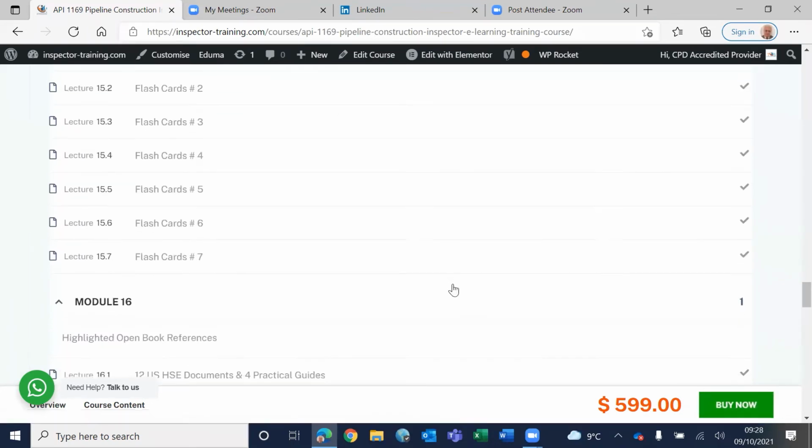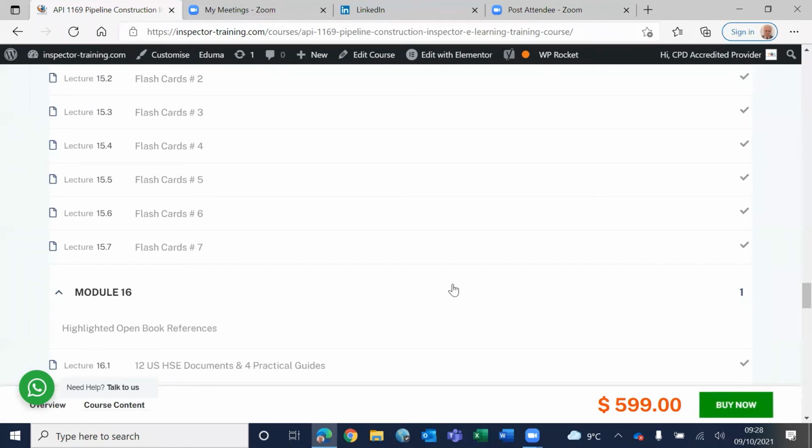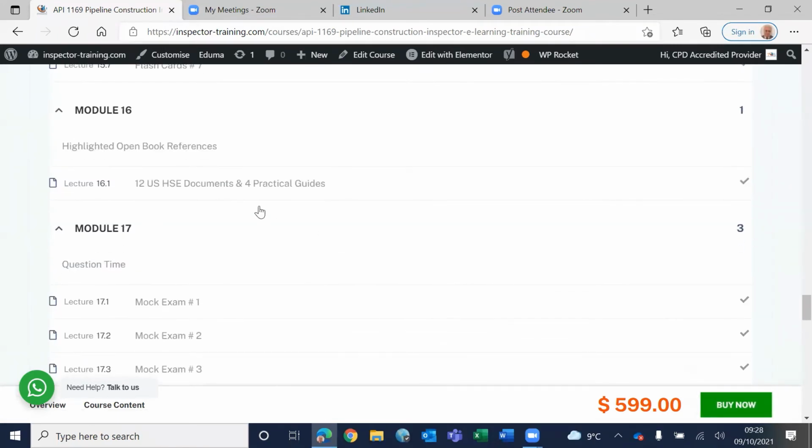And then we have brought 7 sets of flashcards, and we have also highlighted the 12 US HSE documents and 4 practical guides. So there are 16 documents. Don't be scared of the number of documents you get in the open book exam. There are only 10, 15 questions. All you need to know is what each one is about. Then at the exam, you go to that particular document and look for the answer. And most of the answers are very easy and obvious.